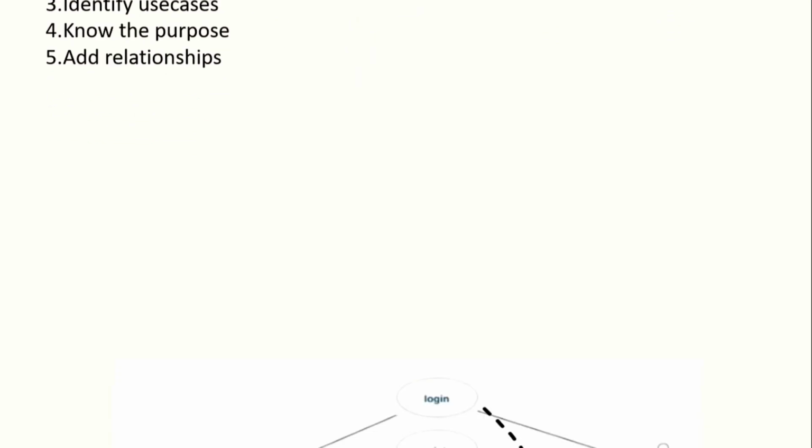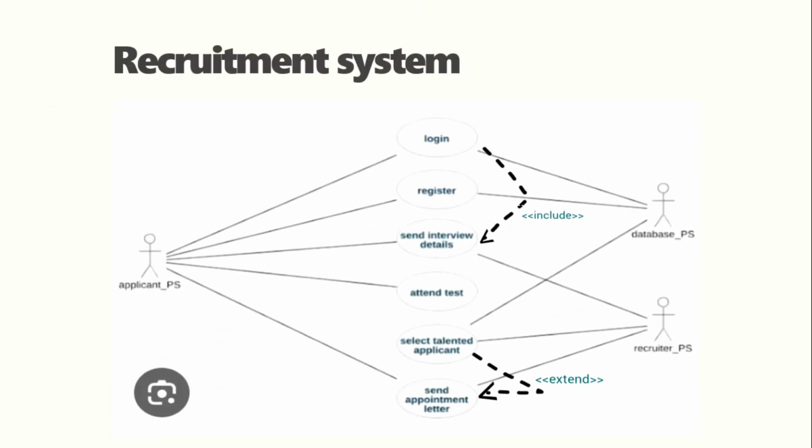Now let's take an example so that you'll have a clear understanding of how to draw the use case diagram. So this use case diagram represents the process of a recruitment system. Let's break it down. So we have here 3 actors: applicant, database, and a recruiter. So what does the applicant do? The applicant interacts with the system by logging in, registering, receiving interview details, and attending tests.